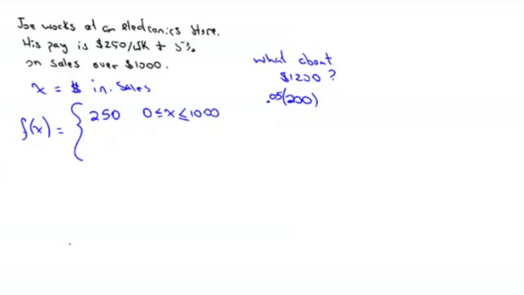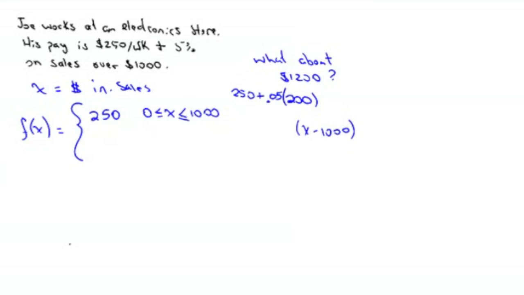Plus the 250. So you can get a handle on what's going on by doing it with a physical number, see what you do with the physical number, and then just go back and do it with a variable. Where did the 200 come from? So x minus 1,000. That's going to be part of it.